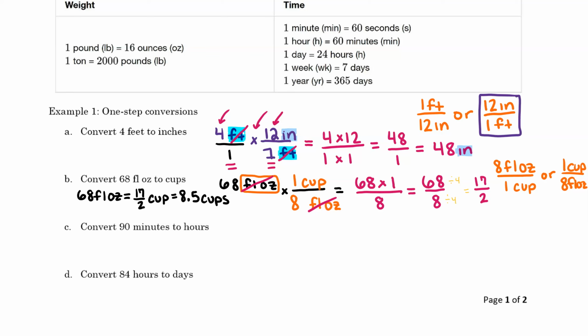Okay, let's convert 90 minutes to hours. And again, you probably already know this answer, right? Because we use minutes and hours all the time. But I go through the motion of writing what cancels, so when we get to harder problems, you will not be lost. So we're going to start with 90 minutes.